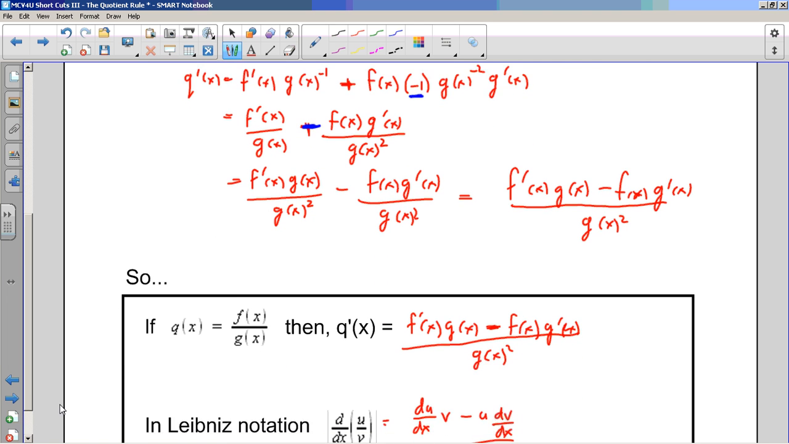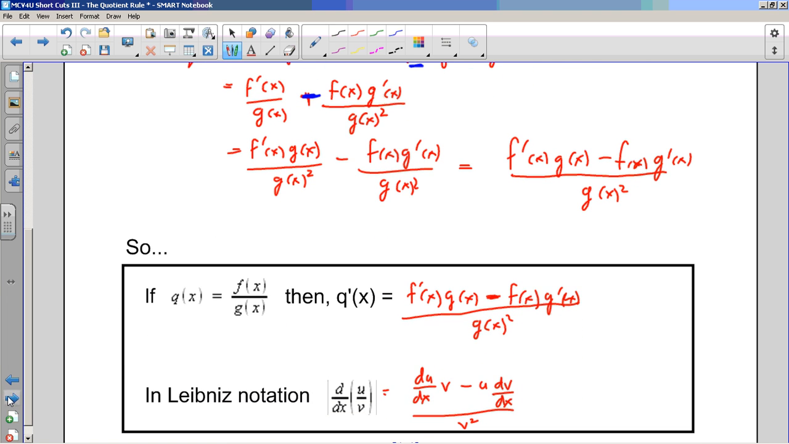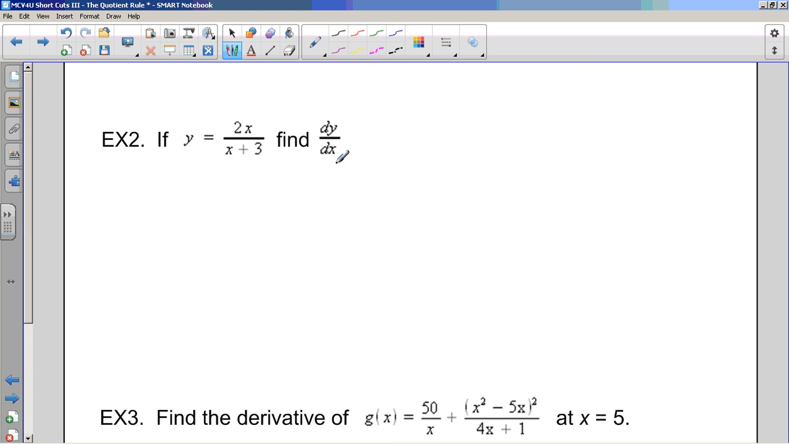Okay, there's your product rule or your quotient rule. So what do we got? Find dy by dx. So notice if I think of this as a quotient, I could think of this as u equals 2x. Then the derivative of the top is just 2. And if the bottom is x plus 3, then the derivative of the bottom is just 1, right? And so here we go.